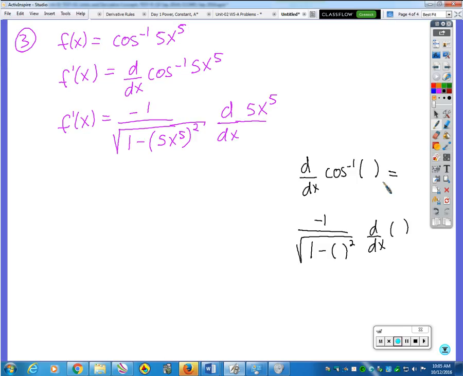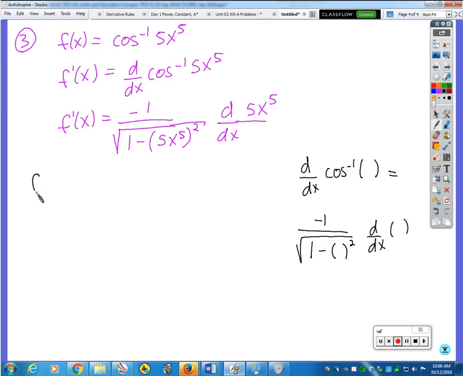5x to the 5th. So when I apply the rule, it becomes -1 over 1 minus that stuff, 5x to the 5th, squared, d over dx of that same stuff. Is that your question? That's good. Anyone else? Awesome. Need to keep going.